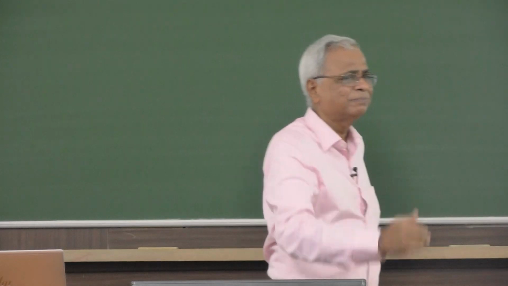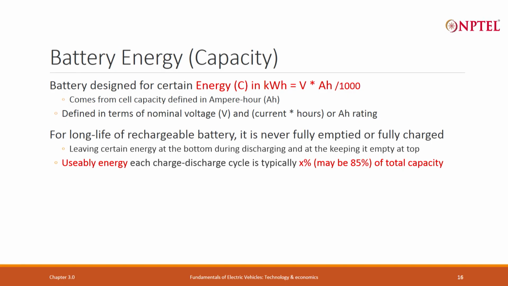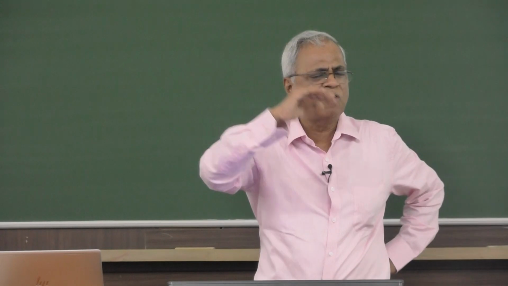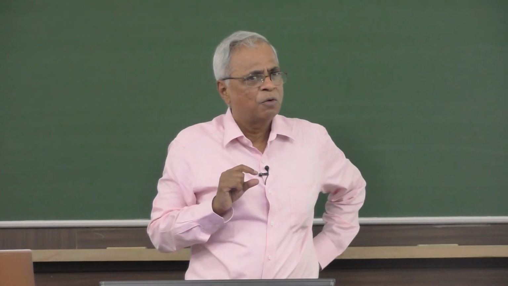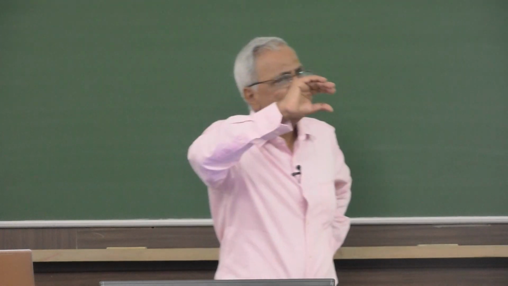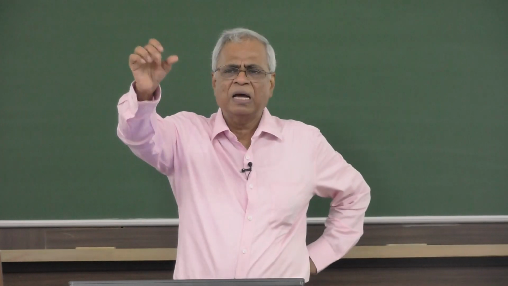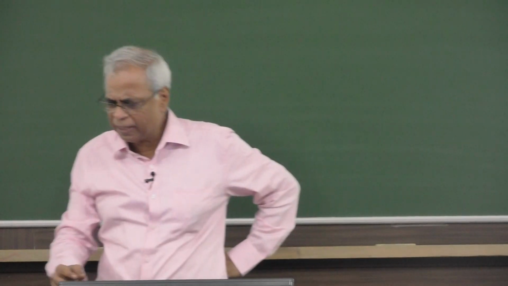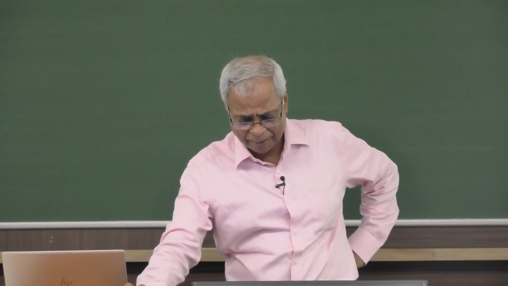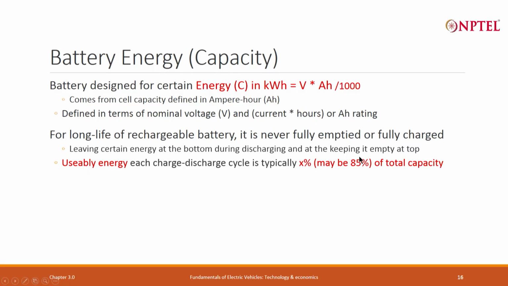Similarly, on the upper side, you tend to charge and then you stop charging. Typically, for example, in NMC cells, it can go up to 4.2, 4.25 volts, but you will probably stop at 4.15 volt. Why? Because charging it fully again impacts the life of the battery.